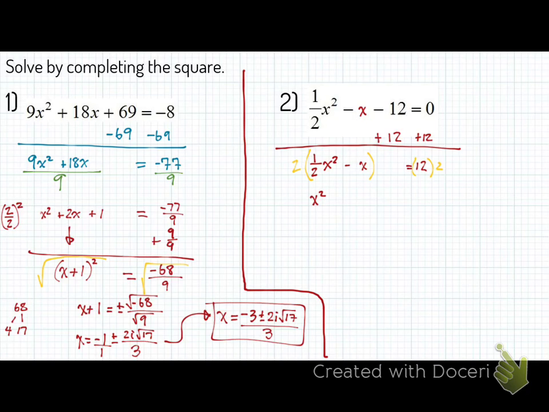What's negative x times 2? 2x. Negative 2x. Good. What's 12 times 2? 24. Okay, cool. You see how the fractions disappeared all of a sudden? Yeah, that one's easy. Yep.